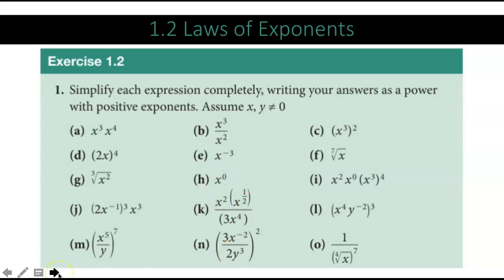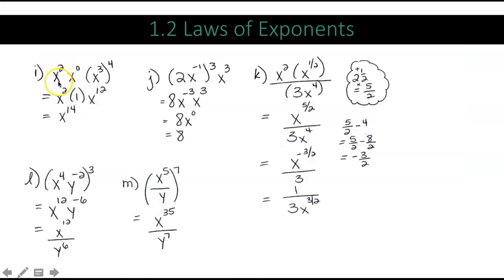For part I, the rest of these I actually wrote out for you, so it's easier for you to see. Remember anything to the 0 power is 1. A power to a power you multiply, so x to the 12th power. And then x squared times 1 times x to the 12th. You have the same base, you're multiplying, you add the powers. So the answer is x to the 14th power.